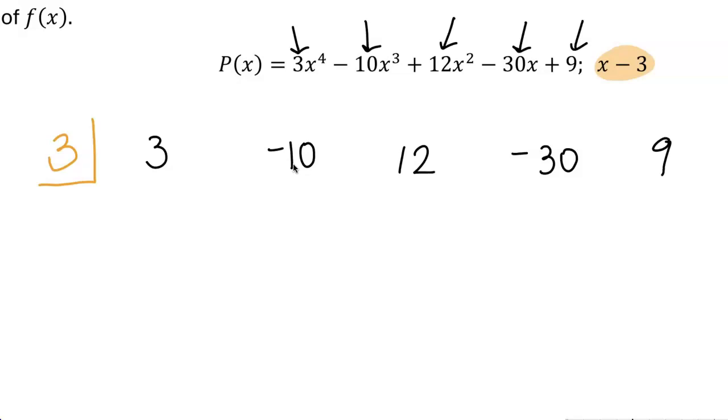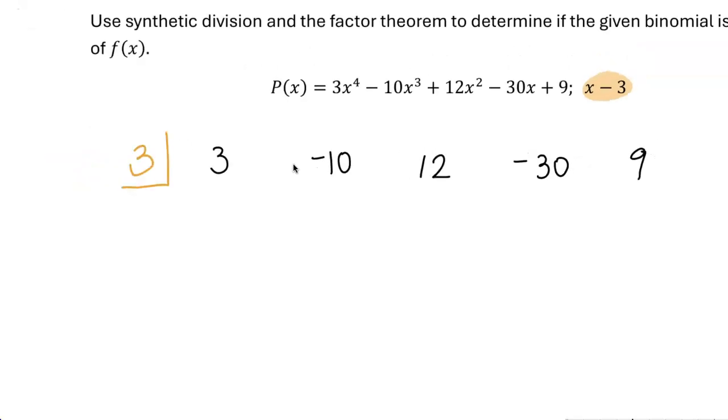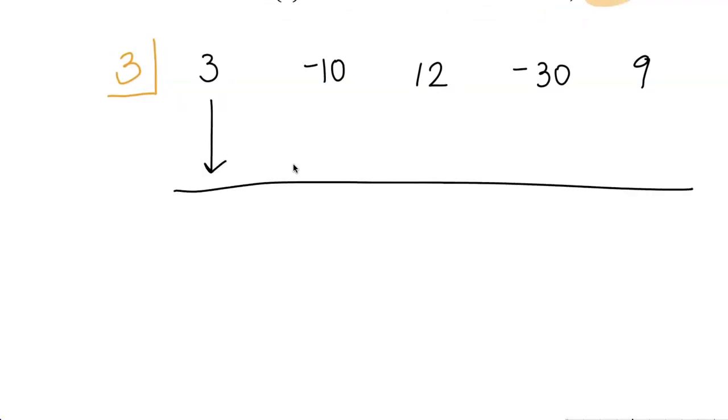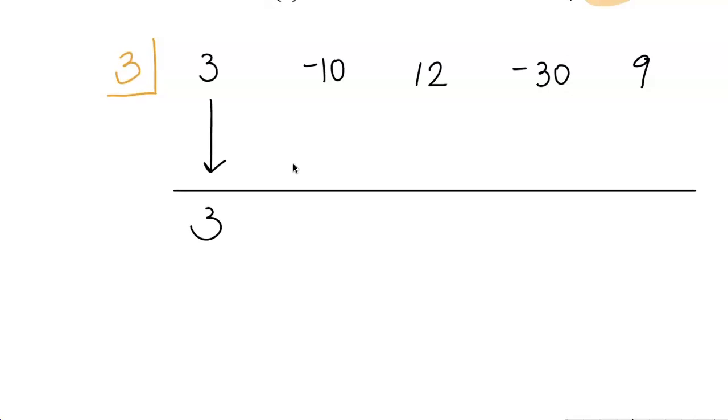Now, we're done setting up for the synthetic division. So watch what happens now, okay? We're going to bring down that number 3, the first number, without doing anything. But once the number is down below this straight line, we're going to multiply the number with the number in the box. So 3 times 3 is 9. Now you're going to add negative 10 and 9. If you add them, you will get negative 1.